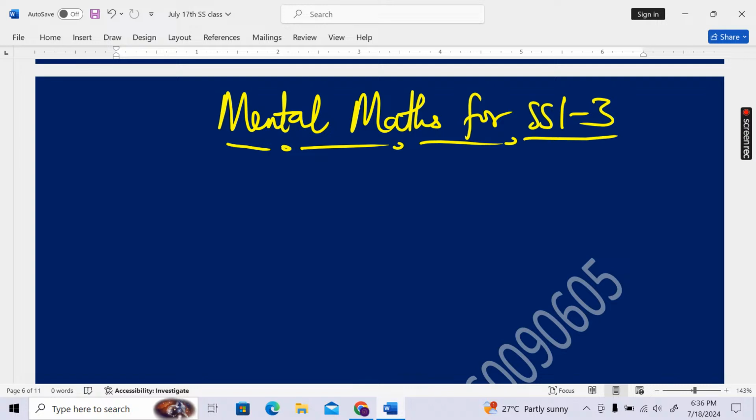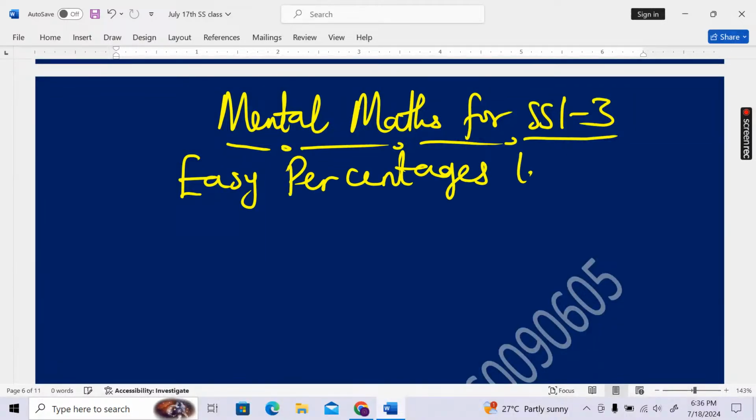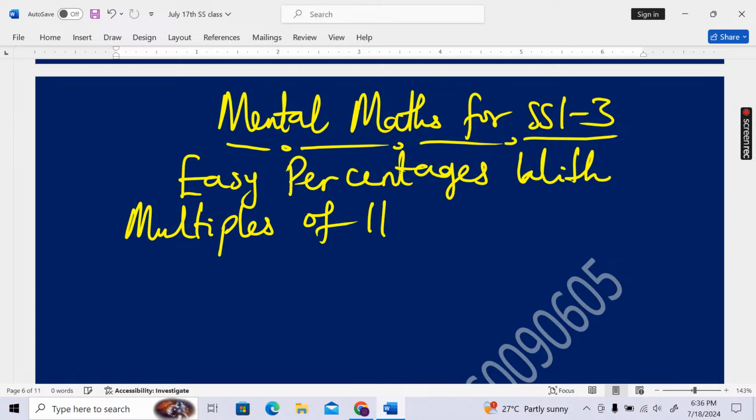So let's quickly move on to learning some mental math concepts before we dive into other aspects that are much more complex. All right, so we're going to quickly learn easy percentages. Easy percentages with multiples of 11.